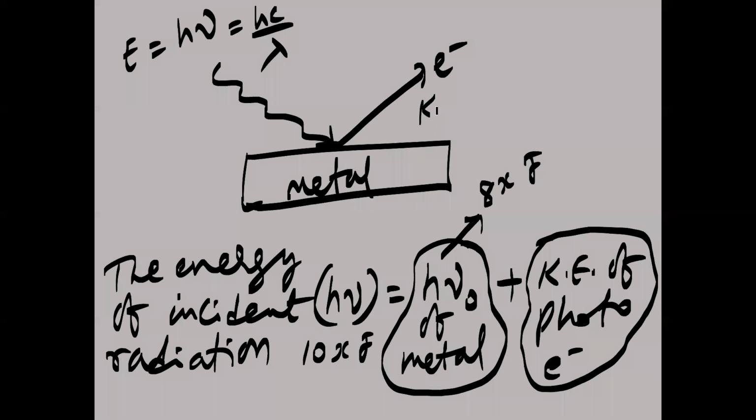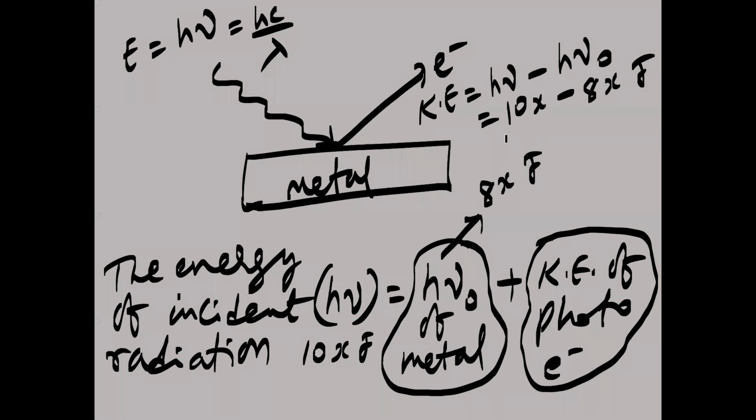So the kinetic energy of this electron is equal to h nu minus h nu naught. Here h nu given is 10x joules, minus h nu naught required by the metal, 8x joules. Then how much kinetic energy is there? 2x joules. In this way we have to understand the concept. So 2x joules is the kinetic energy, and in this way the kinetic energy should be calculated.